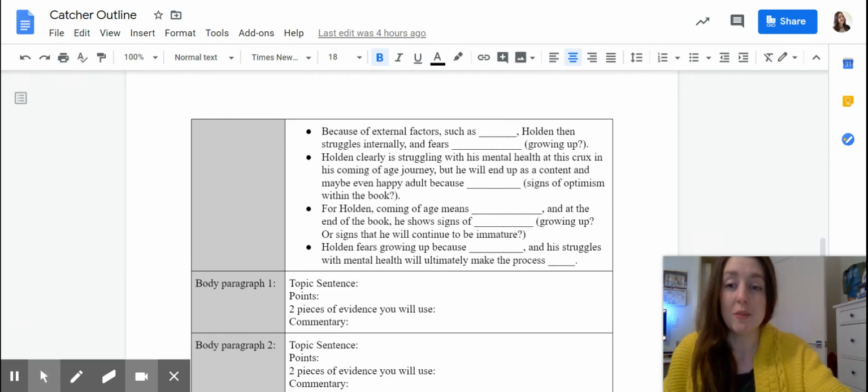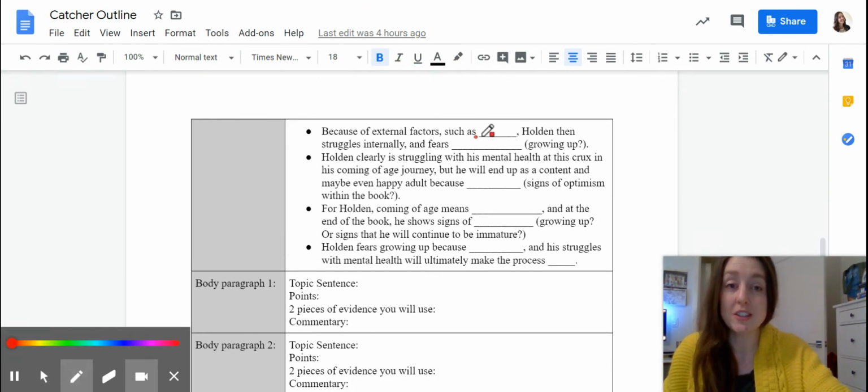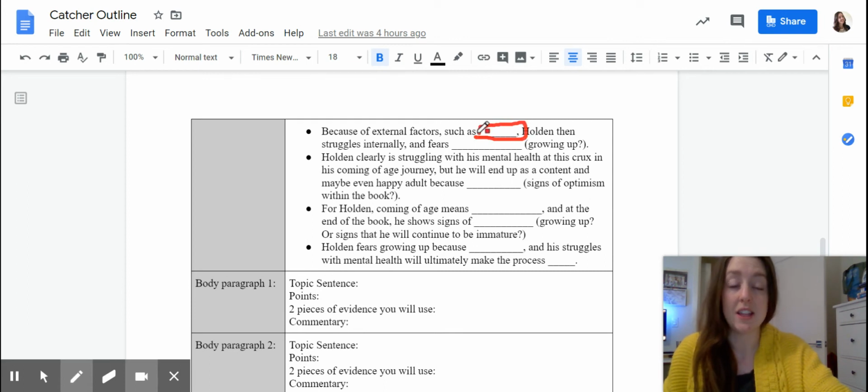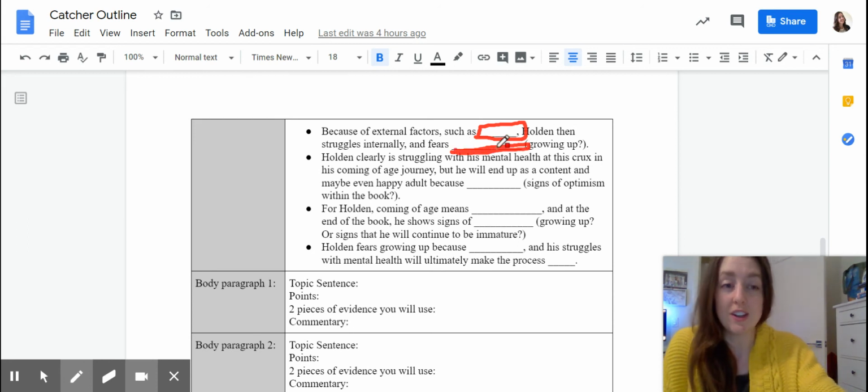Down here, because of external factors such as the death of his brother, the lack of a positive adult in his life, because we don't know much about his parents. We only know that they keep sending him to boarding school. Holden then struggles internally and fears what? Does he fear growing up? Does he fear the phony, corrupt world of adults?